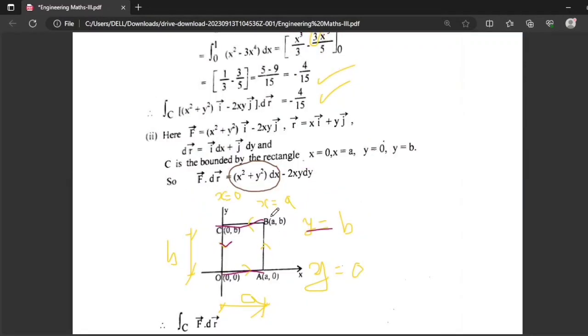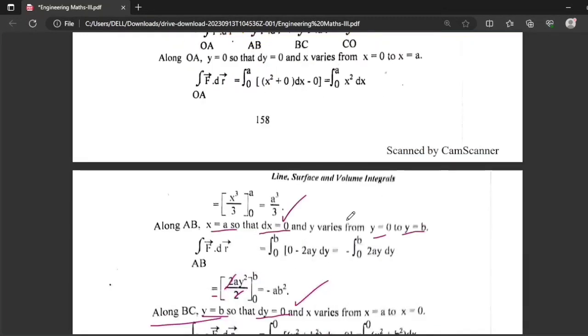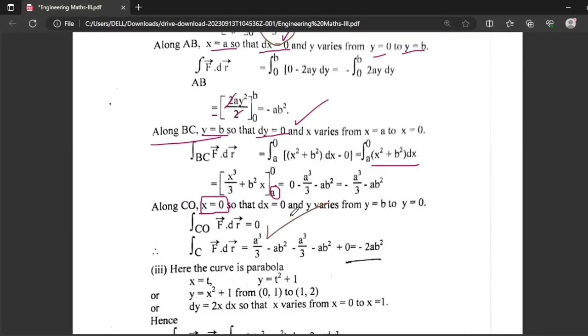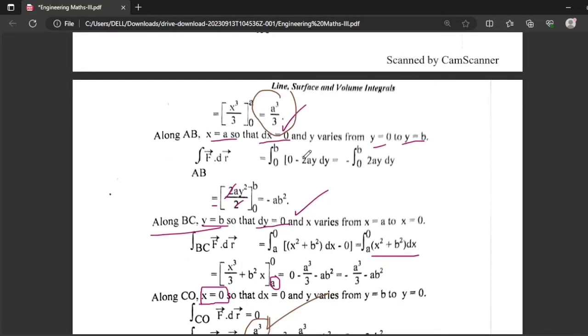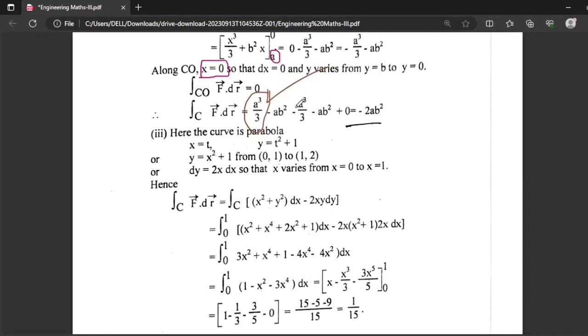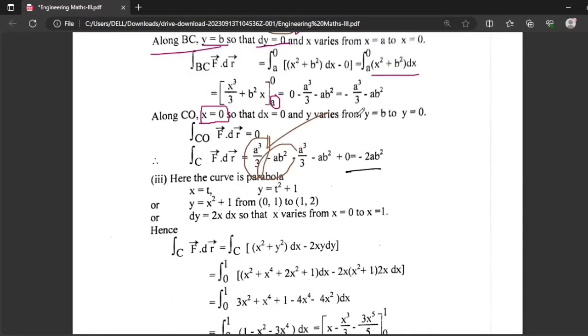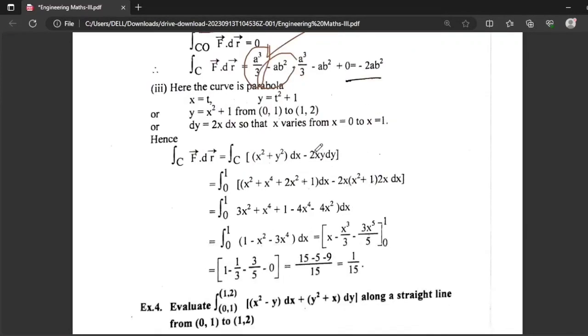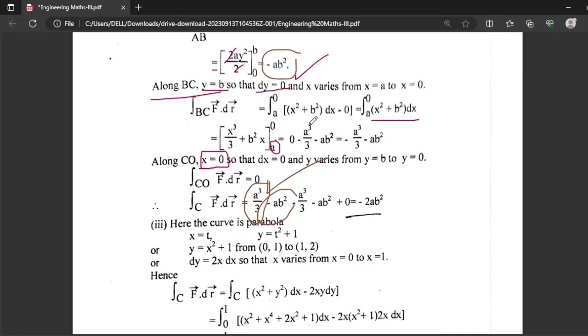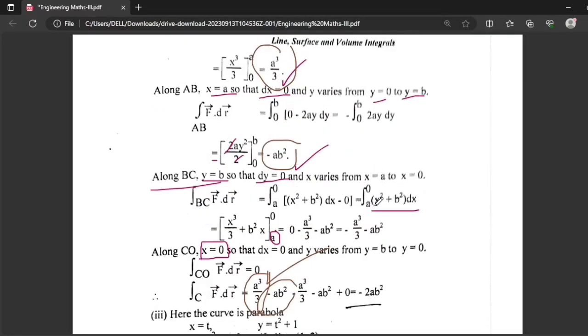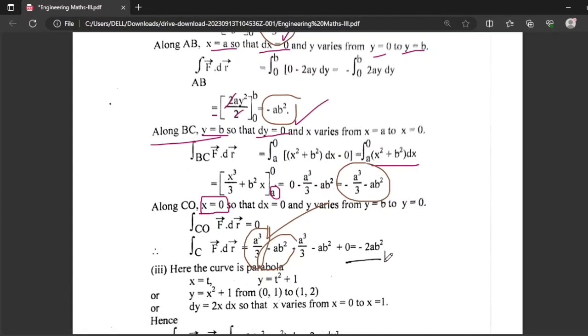So the line integral is from O to A plus A to B plus B to C plus C to O. From O to A, that is a cube by 3, plus negative a b square, plus a cube by 3 minus, multiplied minus is minus, so a cube by 3 minus a b square, and 0. Simplifying, we get minus 2ab square.